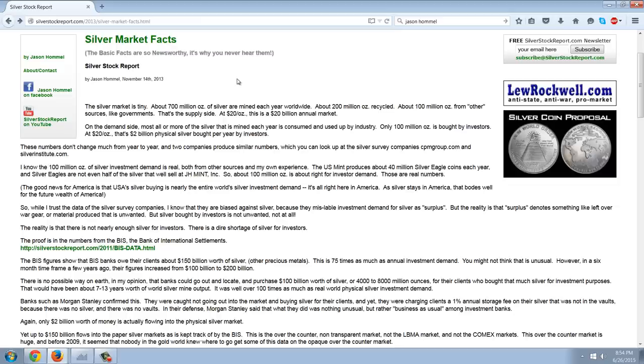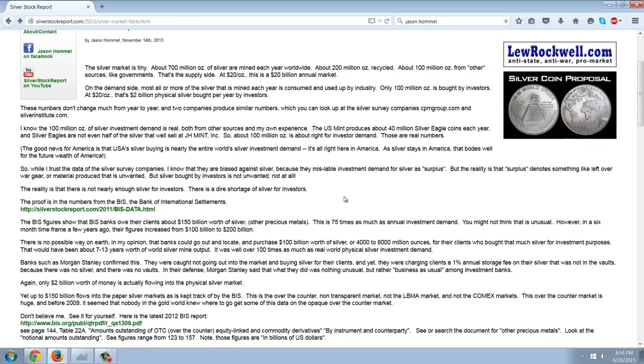The U.S. Mint produces about 40 million Silver Eagle coins each year. Silver Eagles are not even half of the silver that we sell at J.H. Mint. So you can see this is when he was running his mint. We're going to talk about that, J.H. Mint Inc. So about 100 million ounces is about right for the investor demand. Those are real numbers.